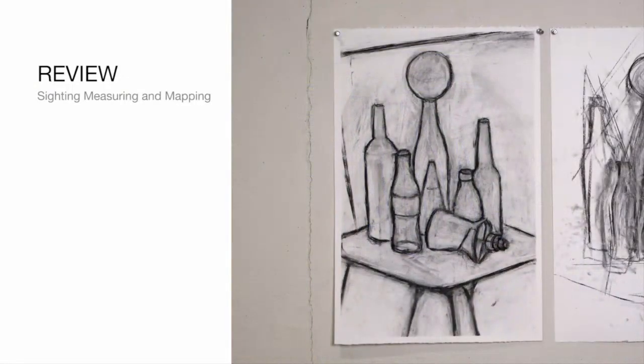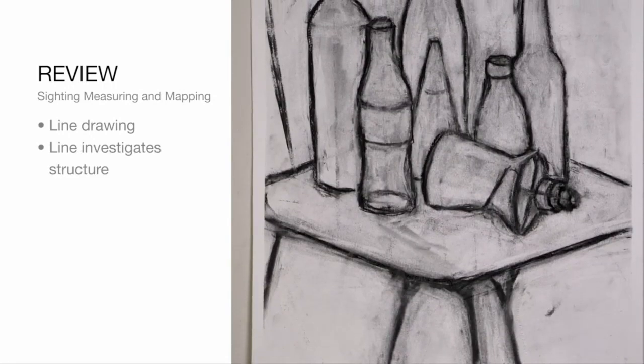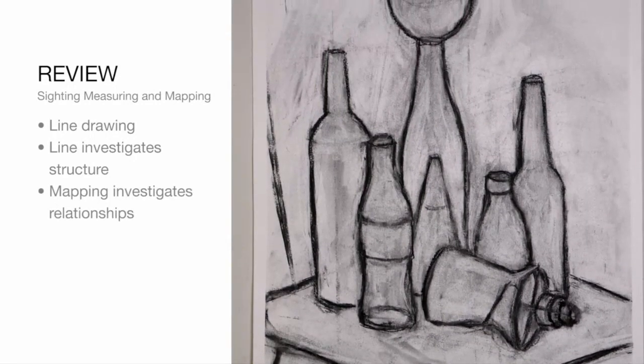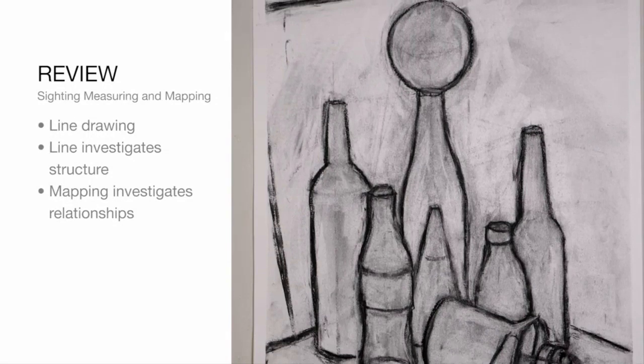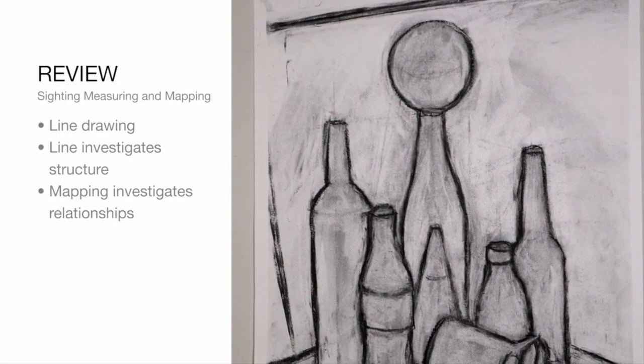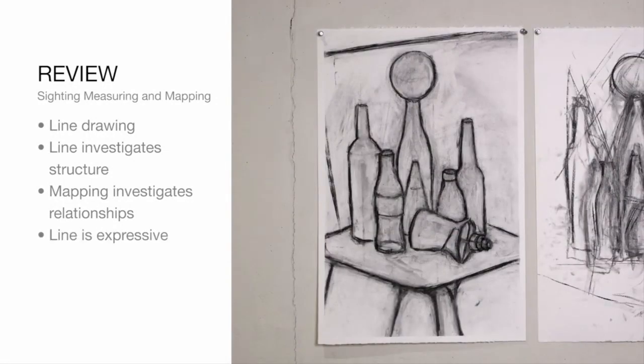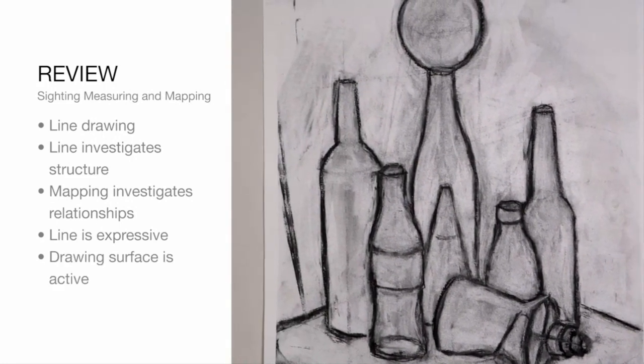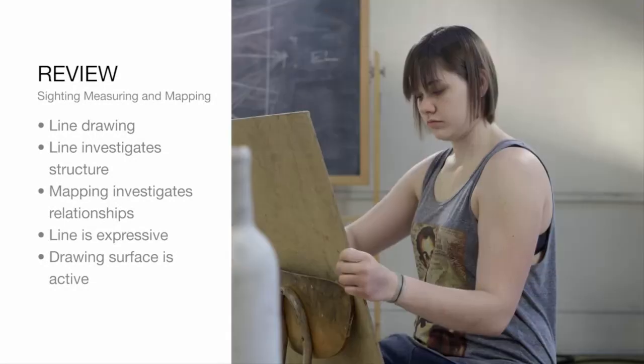So let's take one final look at the drawings and see what we notice. First, it's a line drawing. It has no value or shading. Second, the line investigates the structure of the space and the objects in the space. Third, the mapping investigates relationships of the objects to one another, establishing proportions and space on the page. Fourth, the line is used as an expressive tool to give a sense of weight, gravity, and importance to the picture plane. And finally, the surface of the drawing is active, suggesting the artist's process and decision-making.